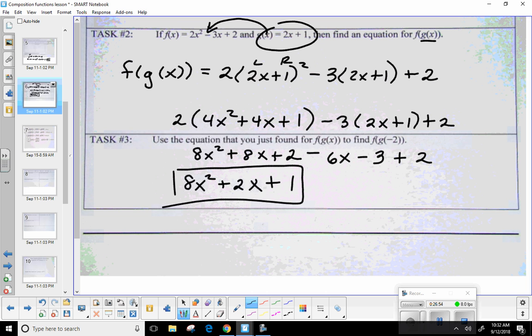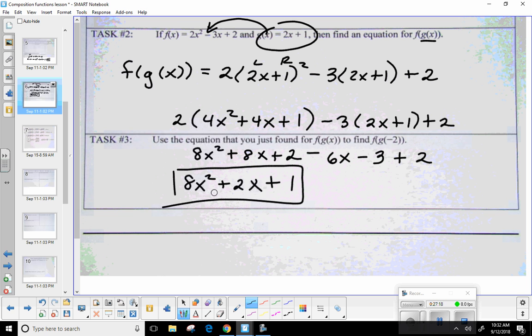Instead of just plugging a value through the two functions, I came up with a function itself. Now here's what it wants me to do on task 3. It says use the equation that we just found, this guy right here, to find f of g of negative 2. What do you think is going to happen? We'll see.